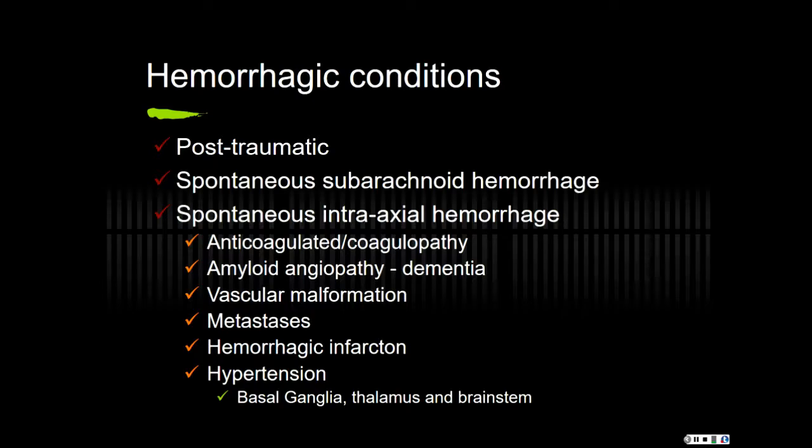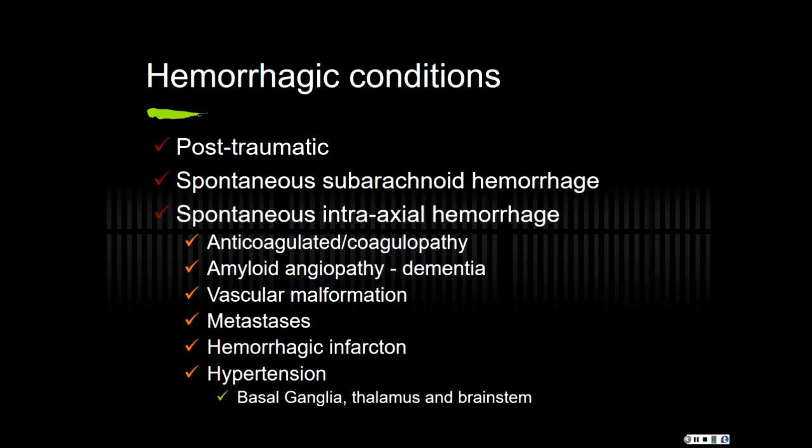Amyloid angiopathy. Amyloid results in large lobar hemorrhages. These patients are typically demented, not always, but they typically are. And they typically occur in patients of advanced ages. So if you have a demented patient in their 80s or 90s and you see a spontaneous intraaxial hematoma, think cerebral amyloid angiopathy, because a risk factor is dementia and increasing age.